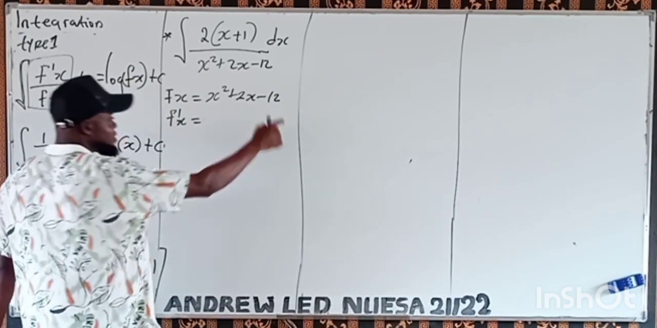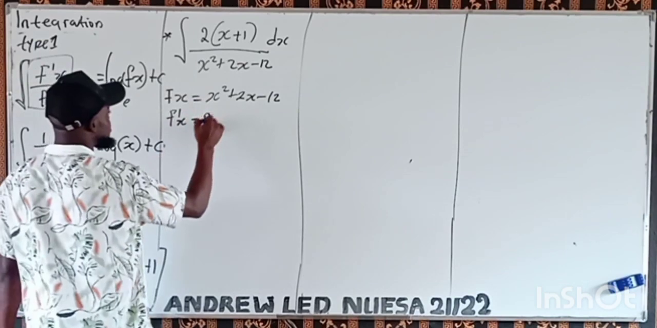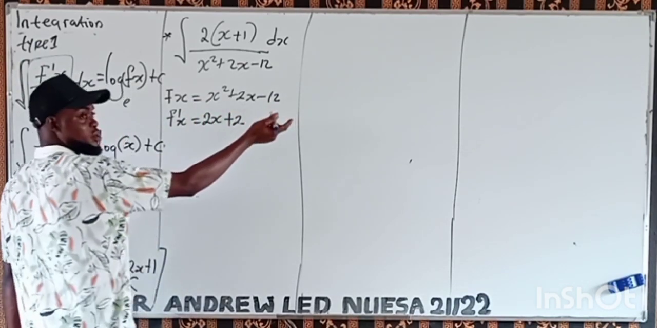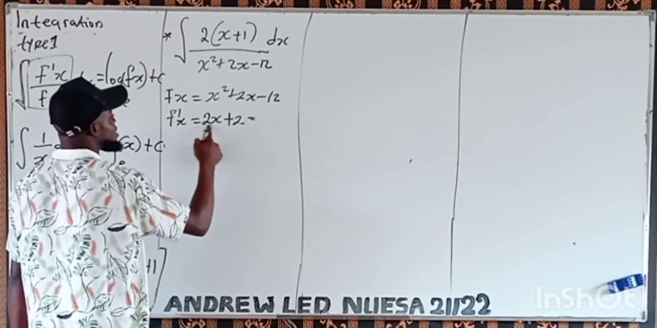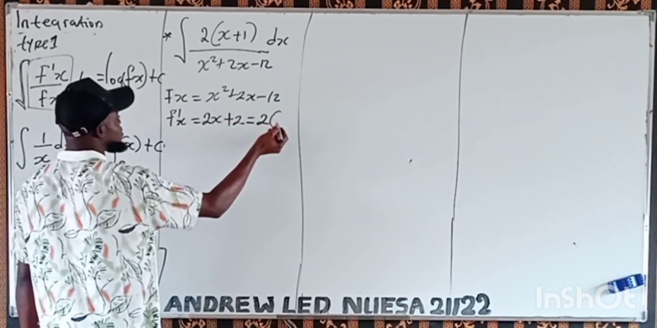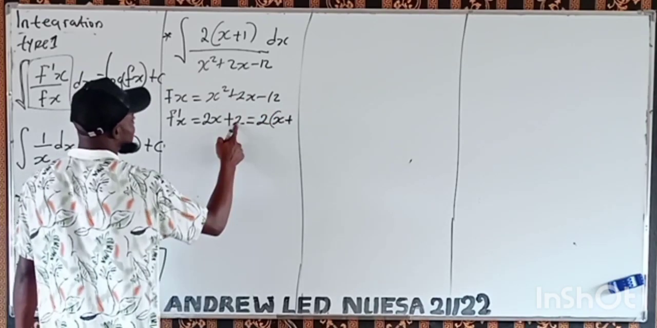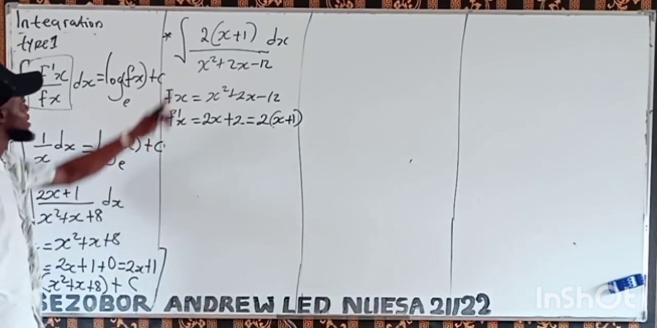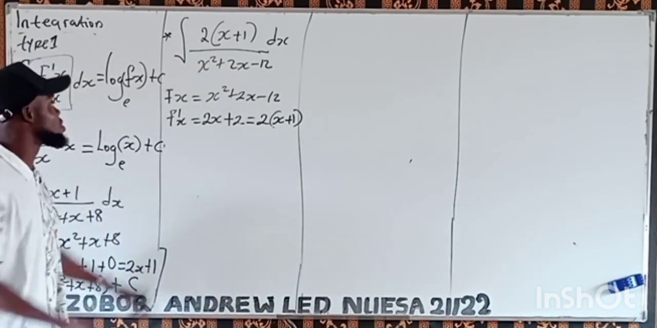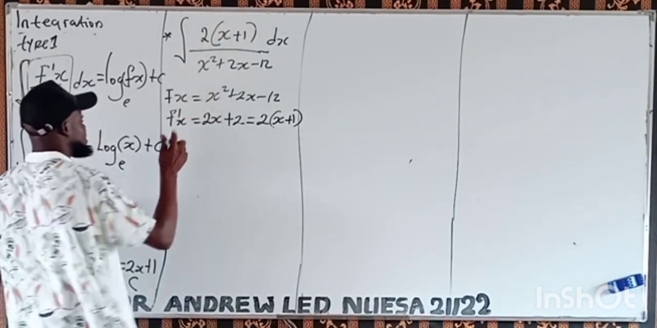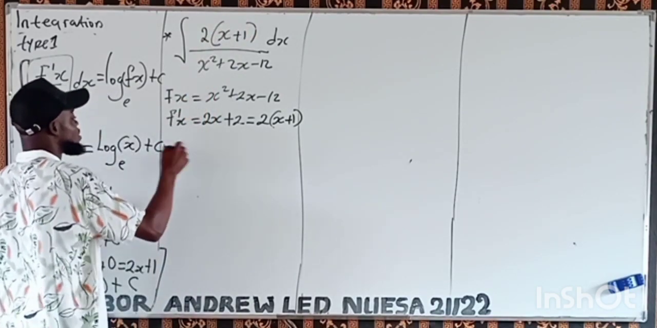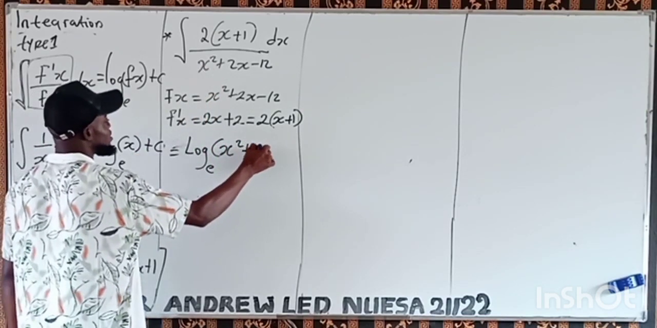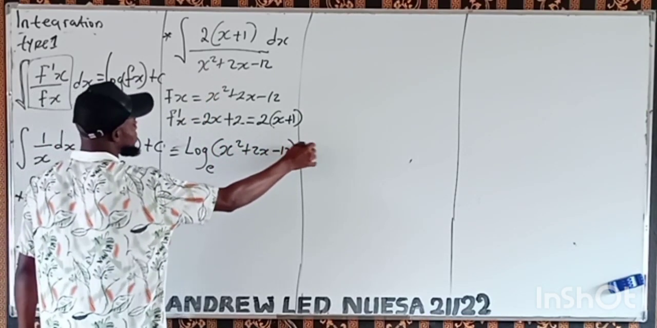It means differentiate this value to get f prime of x. Differentiating, we have 2x plus 2 minus 0, because differentiating minus 12 gives 0. Factor out 2, and we have 2 brackets, x plus 1. So this and this, are they the same? They are the same. So if I differentiate the denominator, the answer is the numerator. Automatically, the final answer will be log e of this denominator, x squared plus 2x minus 12, plus c.